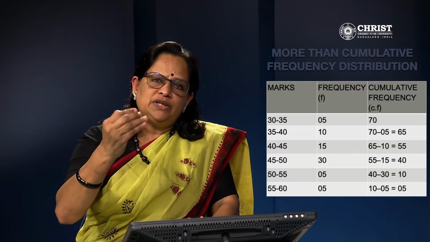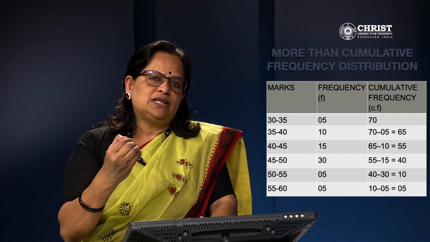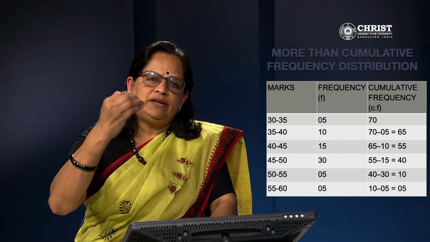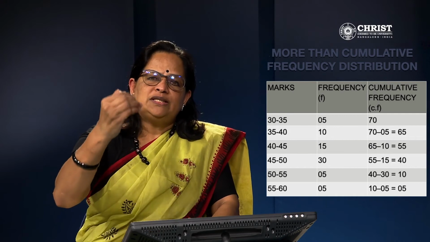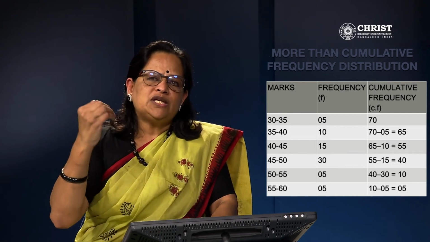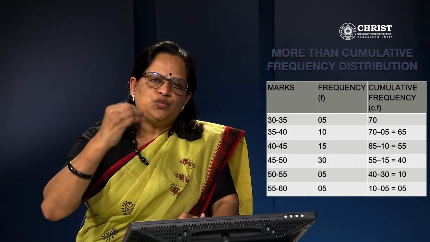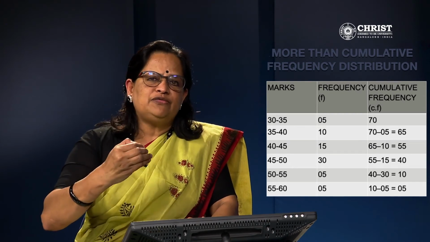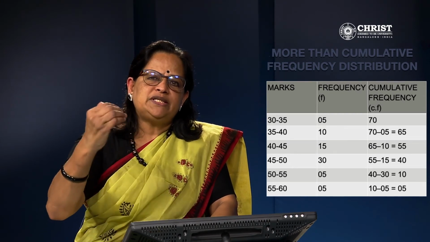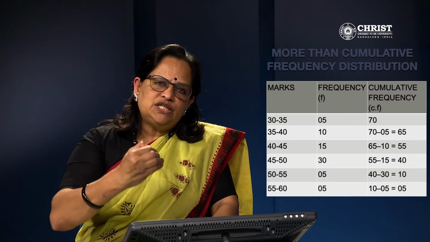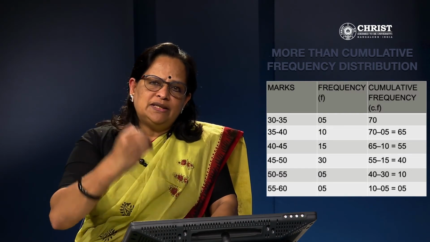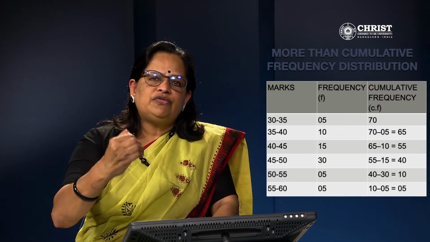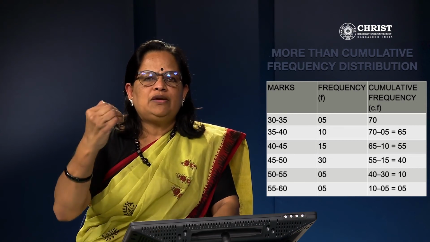Now 30 to 35, 5 is the frequency of that class. So the next class when you write 35 to 40, you will do 70 minus 5. That is how you are getting 65. Next is 40 to 45. 10 is the frequency. So 65 minus 10 is 55. Next is 45 to 50 is the class and 15 is the frequency. So 55 minus 15 you will get 40.